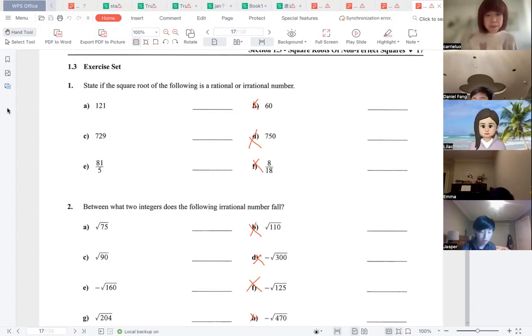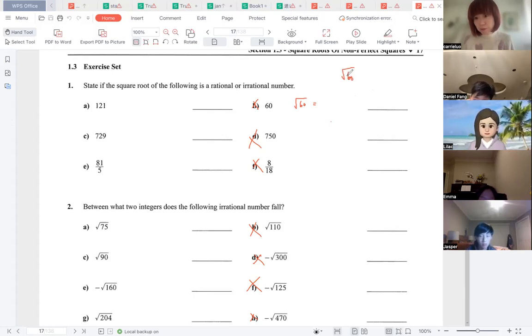Okay, so everybody, let's take a look at the first question. Okay, so square root of 60. Determine if the following is a rational or irrational number. So first of all, Daniel, let me ask you, 60 obviously is not a perfect square, right? So in order to find out the square root of 60, you need to find out what? Putting them in between, right?